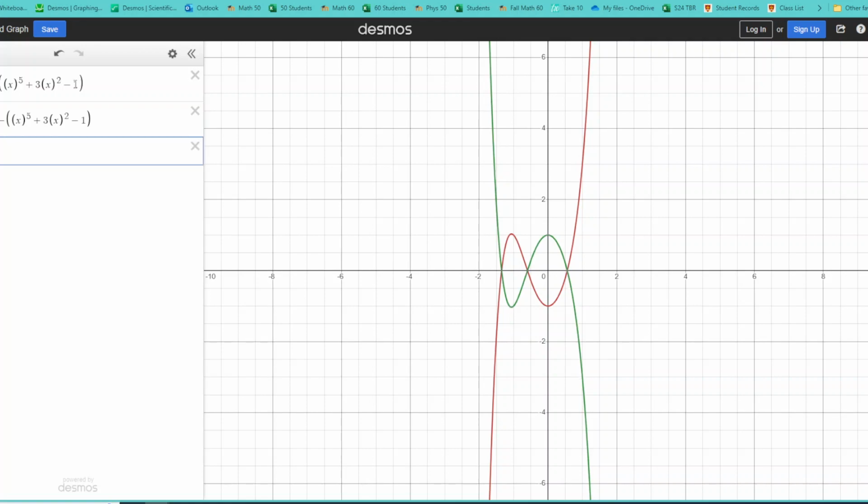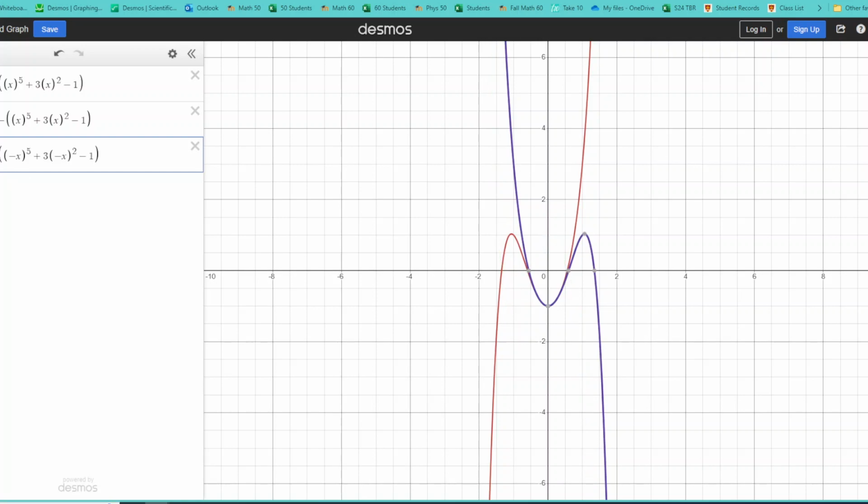If I was to take this again and instead of putting the negative out front I put it individually with each of the x's, this is a reflection of the x values over the y-axis. So can you see the difference?